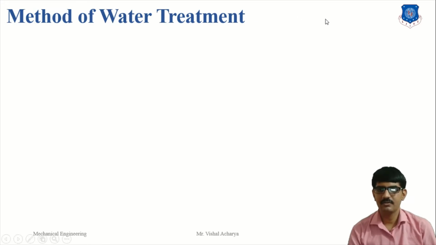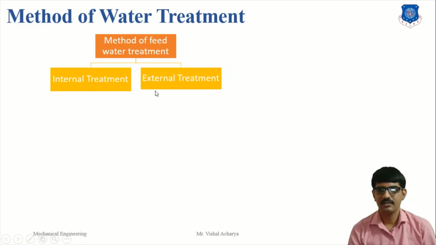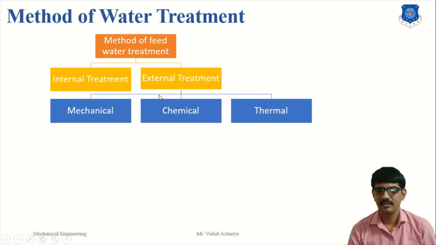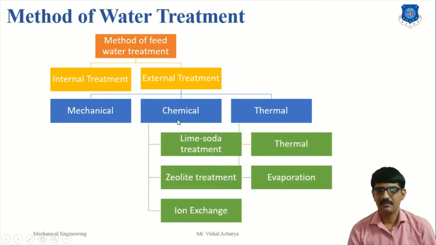Next is the methods of water treatment. A number of water treatments are available for feed water. First, internal treatment and external treatment. In external treatment, there are three types: mechanical, chemical, and thermal. In chemical: lime soda treatment, zeolite treatment, ion exchange treatment. In thermal: thermal treatment and evaporation treatment. Here we discuss the chemical treatment and internal treatment in this module.